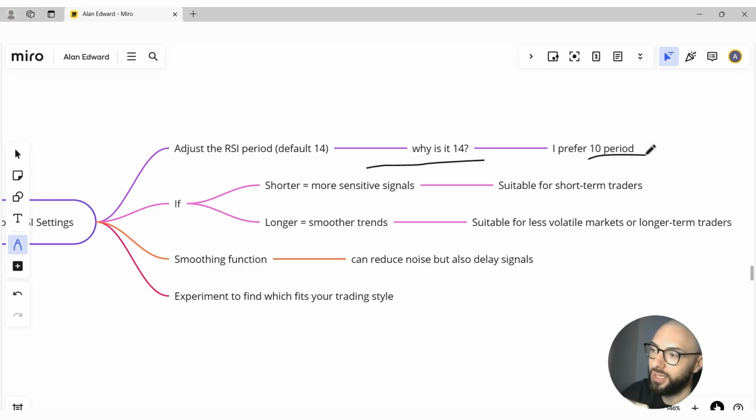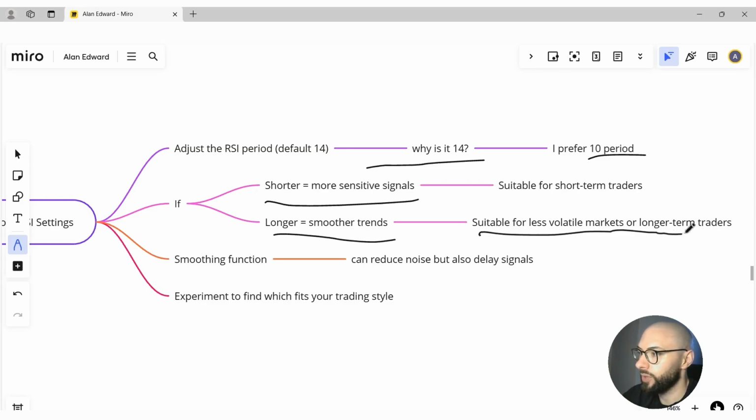And when I combine this with the 75-25 settings for the overbought oversold, it gives real nice divergent signals. The shorter, the more sensitive signals. The longer, smoother trends. So the longer ones are suitable for less volatile markets or long-term traders, and the shorter ones are more suitable for short-term traders. You have a smoothing function. This can reduce the noise, but also delay signals. So you just need to experiment. That's the key here. Experiment and find which fits your trading style.